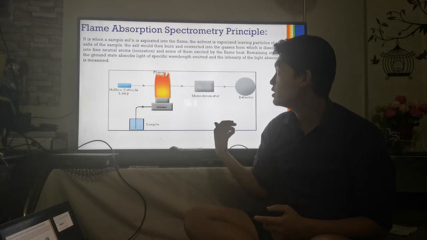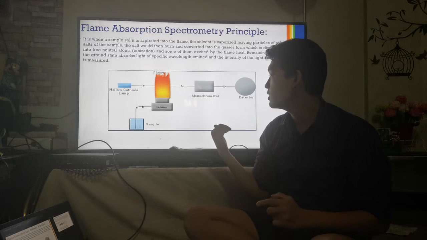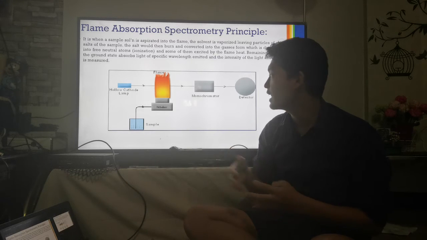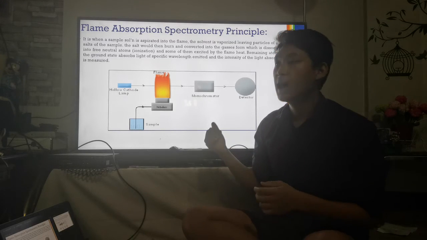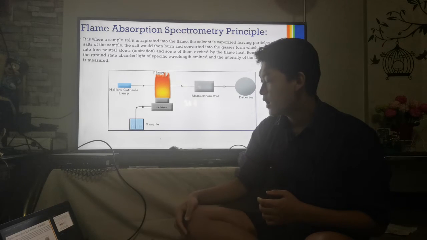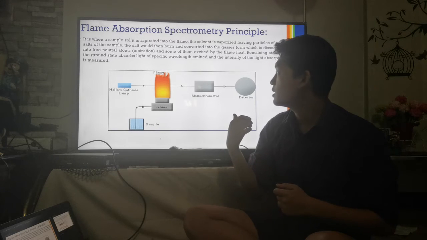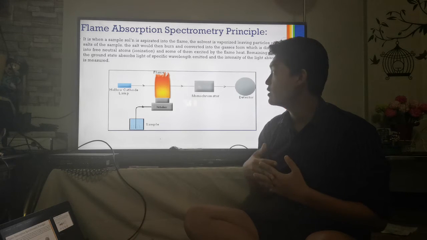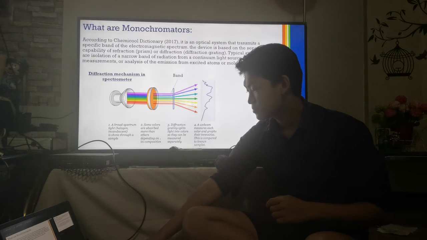Here in flame absorption spectrometry, we can only find one specific sample or analyte, since the flame does not have the same temperature as that of the optical emission spectrometry. Here, we can just determine the easier to ionize, such as the alkali metals.